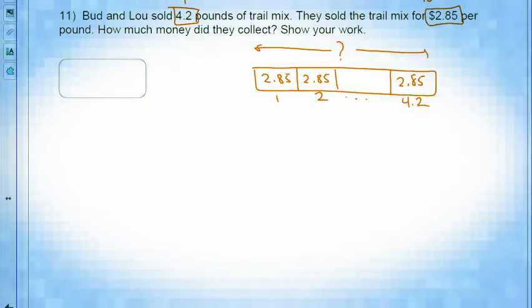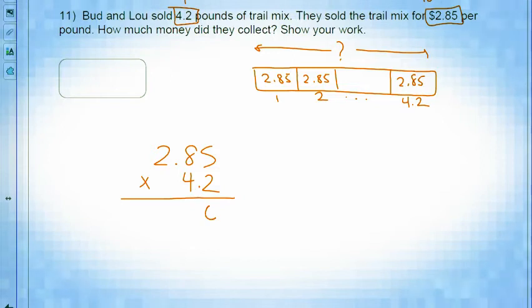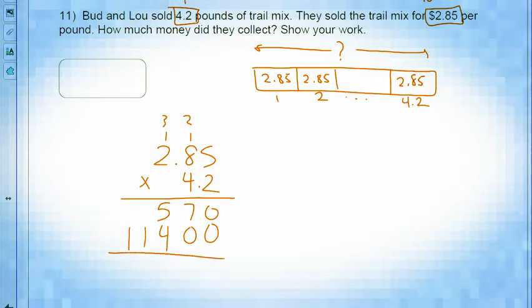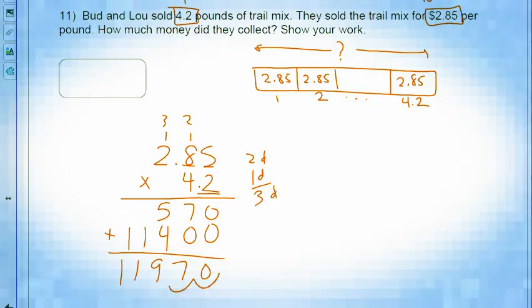So let's set this up. 285 times 42. I don't line the decimal point up because I'm multiplying. It's just 3 by 2 multiplication. 4 times 5 is 20. 32, 34. 8, 11. 0, 7, 9, 1, 1. I have 1, 2 decimal places there, 1 there, for a total of 3. Uno, dos, tres. And I get $11.97.